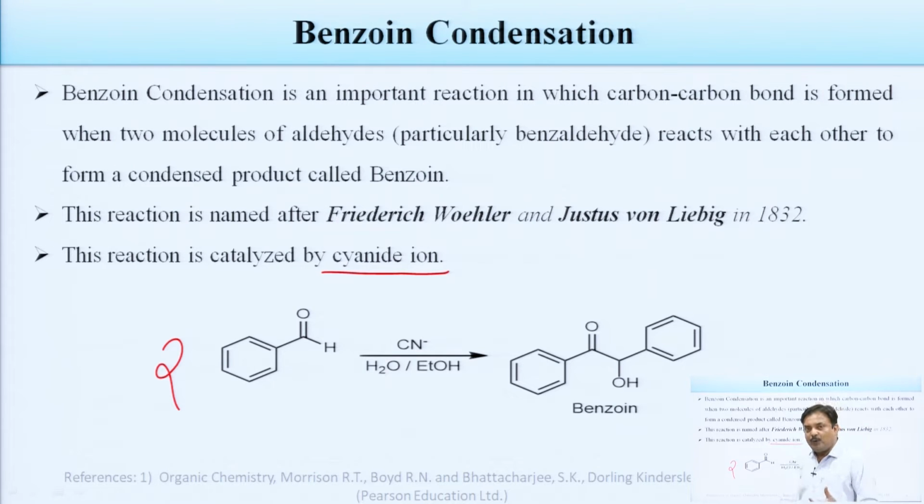How? As I told you, this reaction is an example of a nucleophilic addition reaction. So, the cyanide ion in this reaction acts as a nucleophile. That nucleophilic cyanide ion will attack one of the benzaldehyde molecules in the first step. After that, we get a carbanion as a result of the attack of the cyanide ion, and that carbanion will be added to the second molecule of benzaldehyde, and in the end we get benzoin as a product. So, let us see how it takes place.